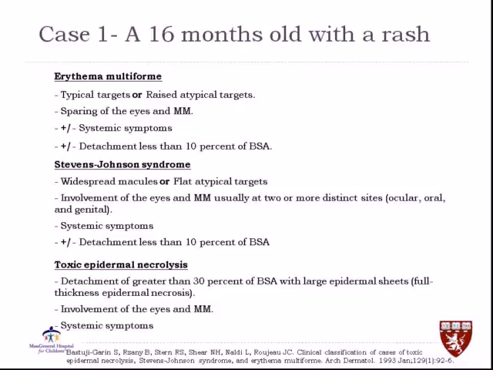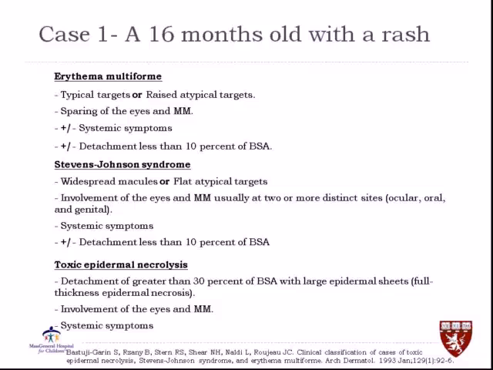The first criterion is the area of the skin involved, i.e., how much of the skin itself is detached. We'll talk about detachment in a second. Also whether the mucous membranes are involved in the process itself. The second criterion, to differentiate along the spectrum of this continuum, is whether or not there are systemic symptoms.